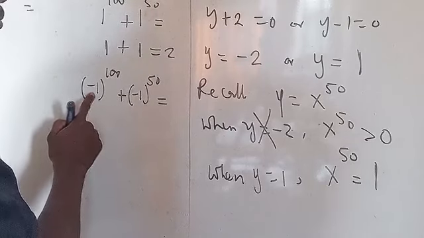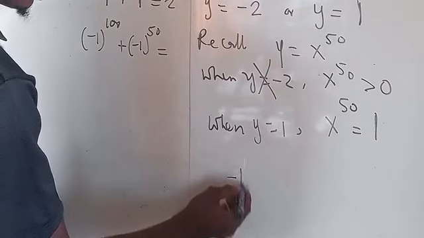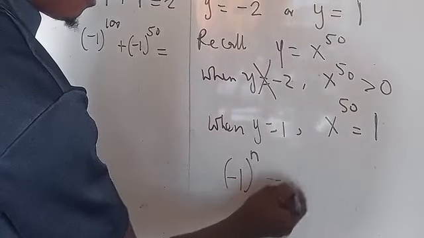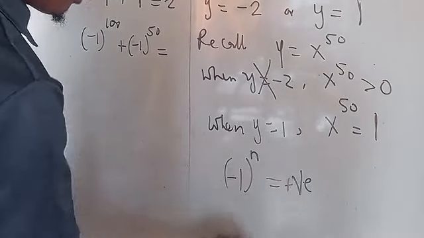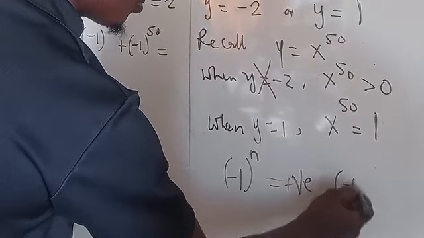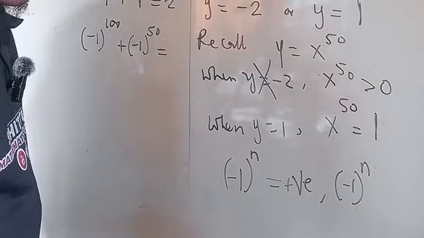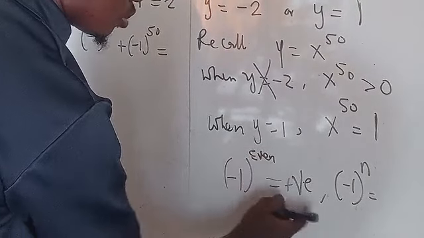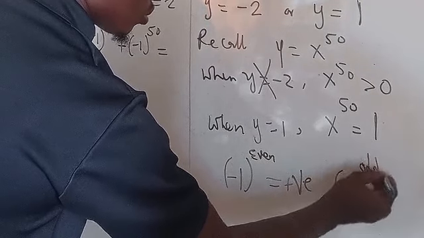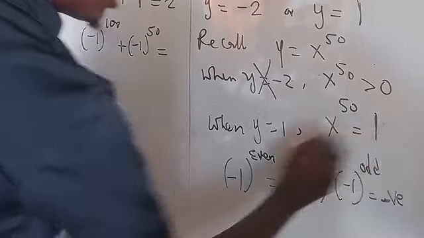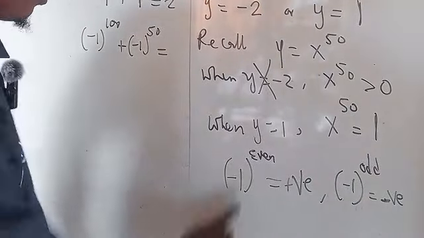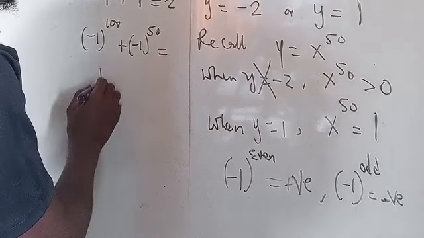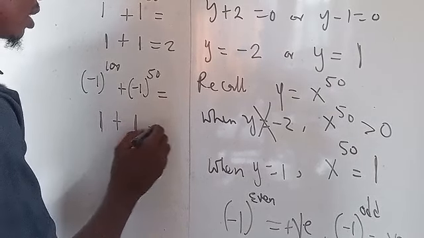Yes. Let's see. When you have minus 1 to the power of n, when n is even, you are going to have a positive result. But if you have minus 1 raised to power n, where n is odd, we're going to have a negative value. So therefore, since the power here is even, this will be positive 1 plus positive 1, and it gives 2.